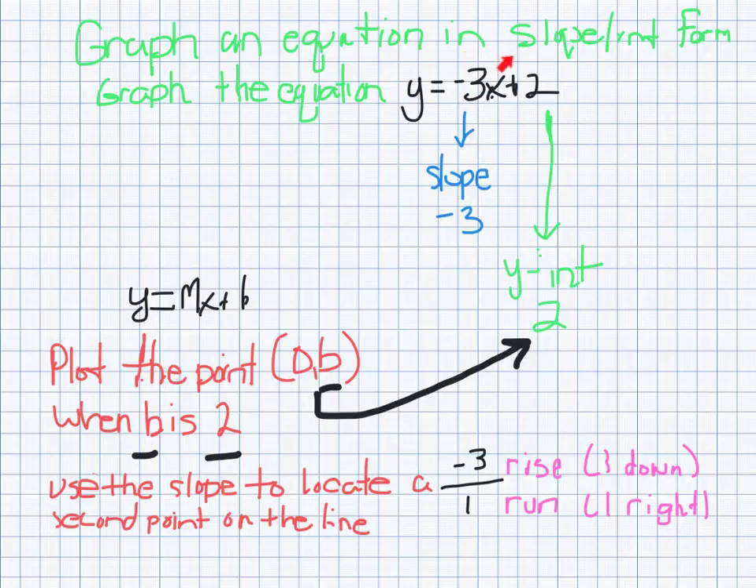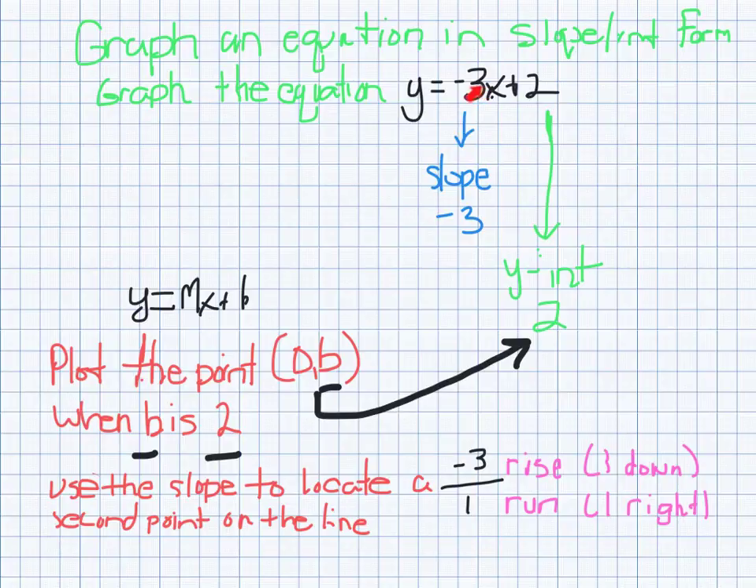So this says graph an equation in slope-intercept form. Graph the equation y equals negative 3x plus 2. We see here it's already in slope-intercept form. It's just asking us to graph it. We know the slope is going to be negative 3 and the y-intercept is going to be 2.